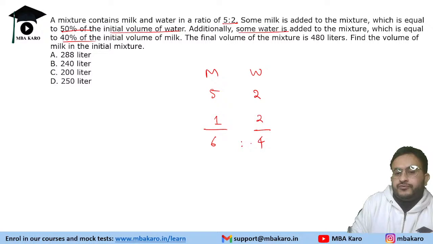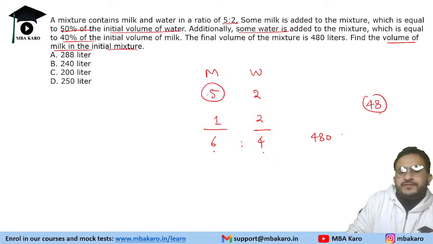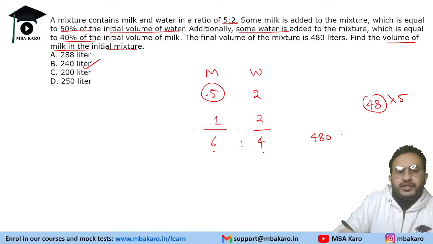So it becomes 6 ratio 4. Total quantity is 480 liters. So 10 parts is 480, so one part is 48. Okay, and we are asked the volume of milk in the initial mixture. So milk is 5 parts. So 48 into 5, you will get 240 liters.